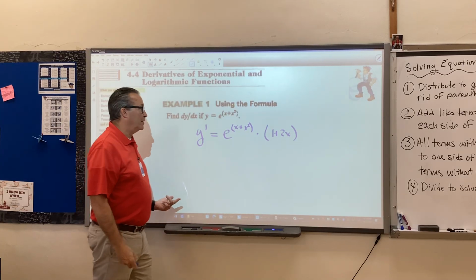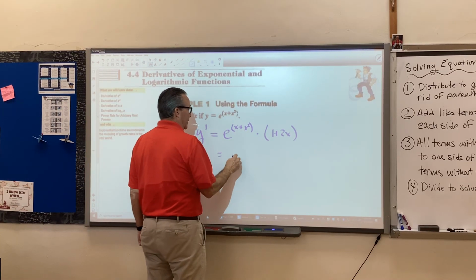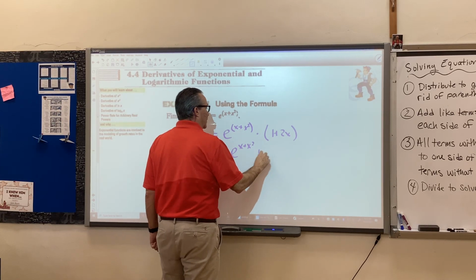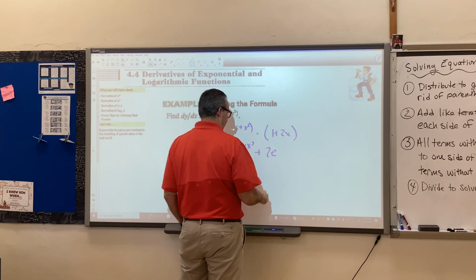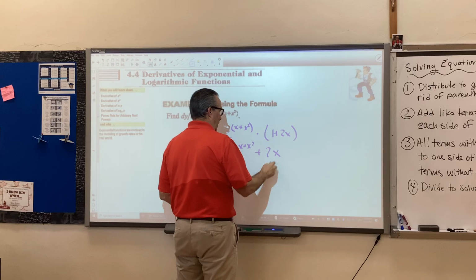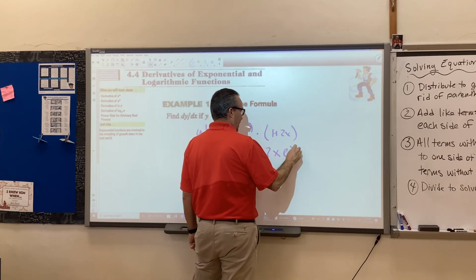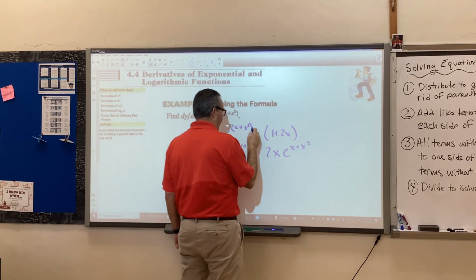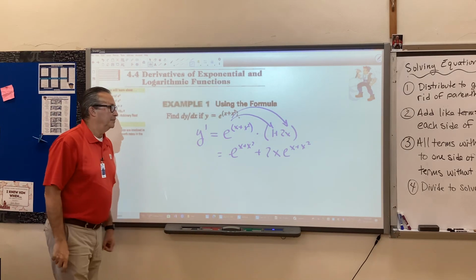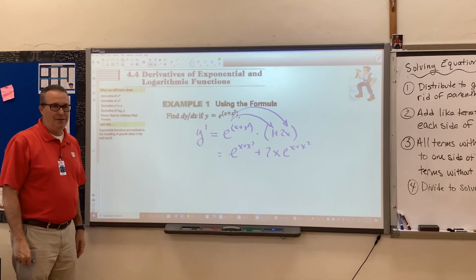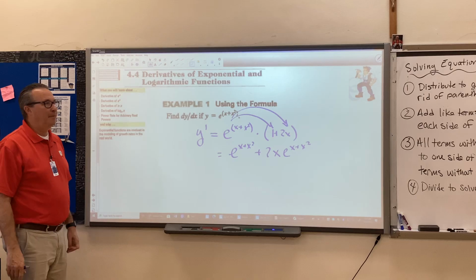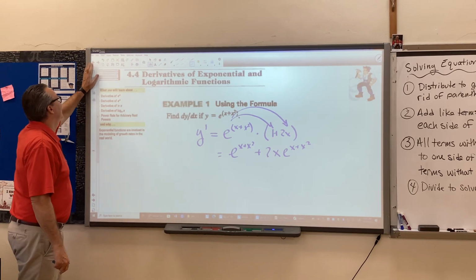Now it distributes, like you could write that as e to the x plus x squared plus 2x, that's 2x e to the x plus x squared. This distributes into the parentheses there. If you want to write it that way, you don't have to. The top one's a good answer too. Yeah, top one's fine.